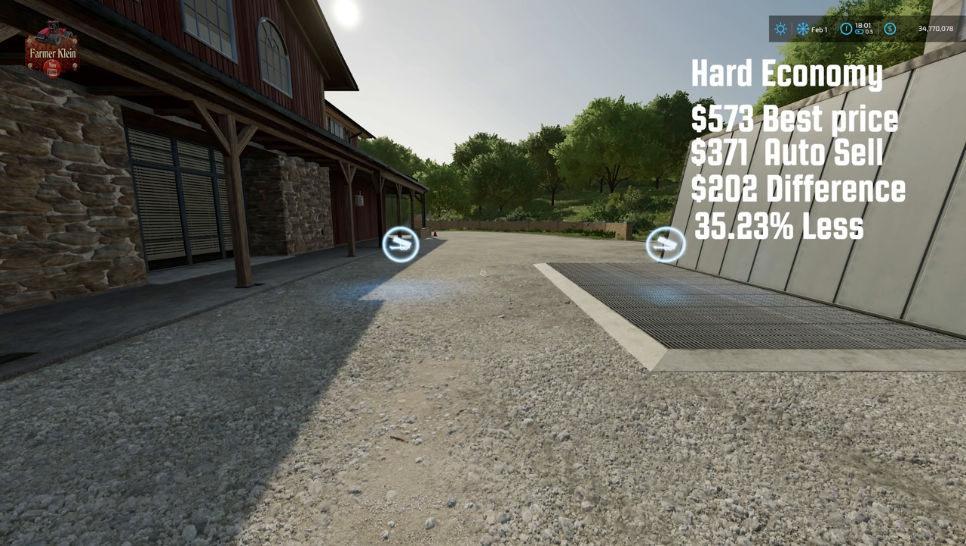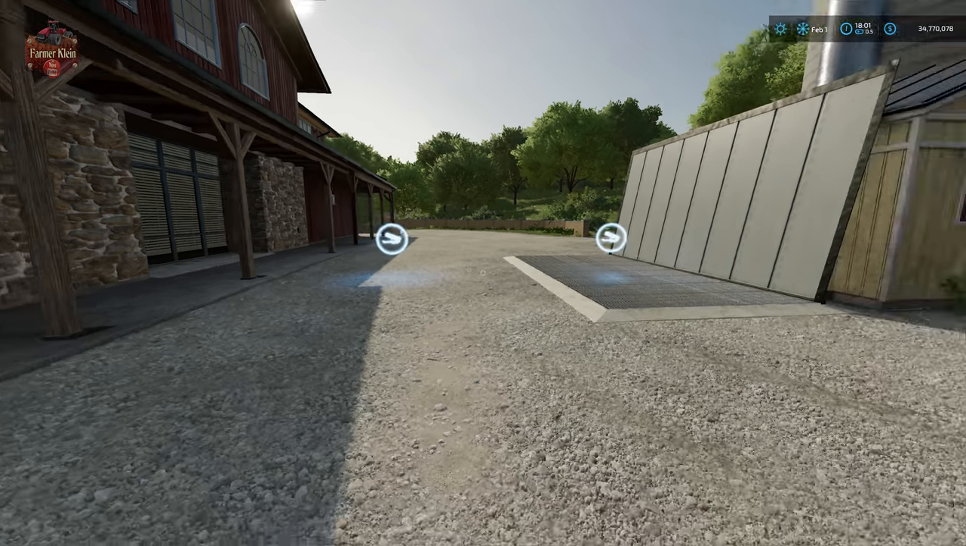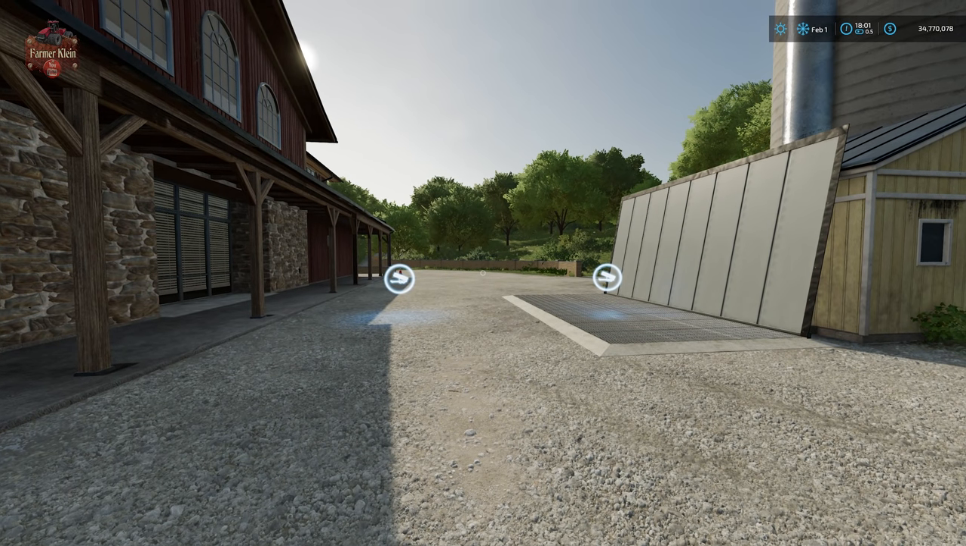At least the caveat here is to auto sell 1,000 liters of wheat. Could it possibly be a greater percent depending on a different production? Possibly. Could it somehow cost more if you transport a heavier product? Possibly. Could it cost more if the best price to transport your goods is further away from the sell point? Possibly. I'm not going to test all those iterations. I'm completely satisfied at 35.23% as far as the economic hit to do auto selling versus manual selling of your products.